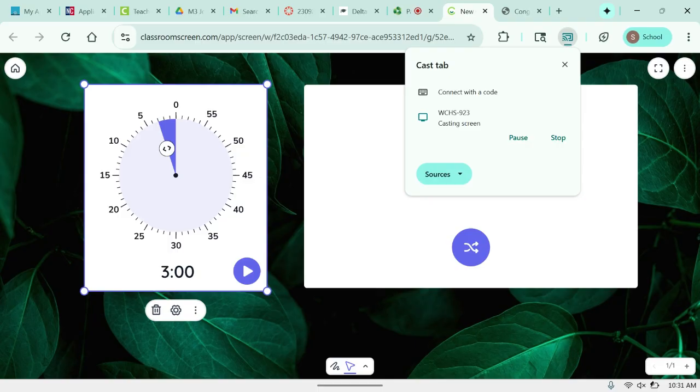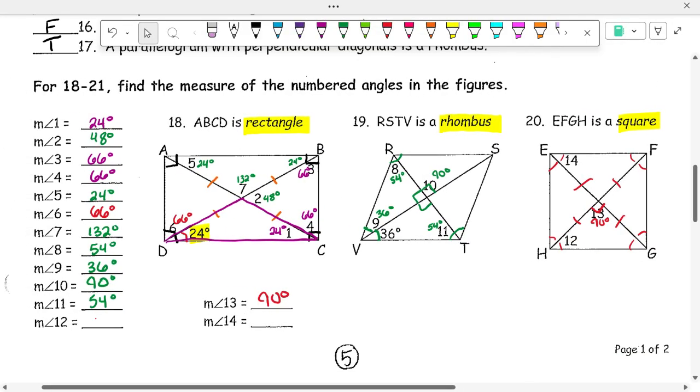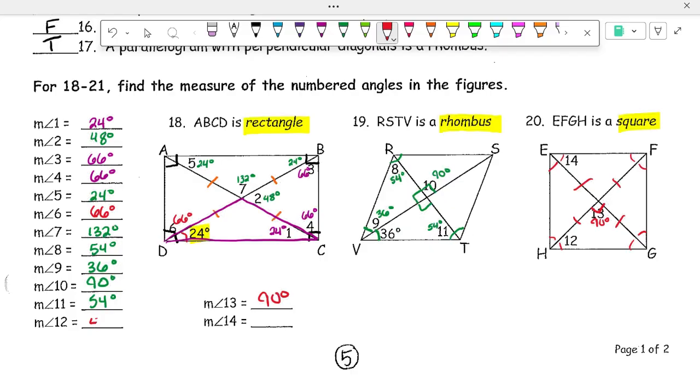Okay, long story short, the last two angles are 45. All right. Yeah, because the other two angles have to add up to 90, and since they're both isosceles triangles, they're both 45.